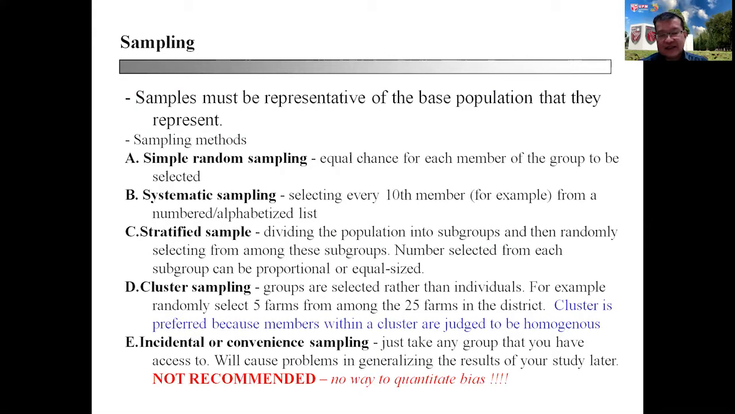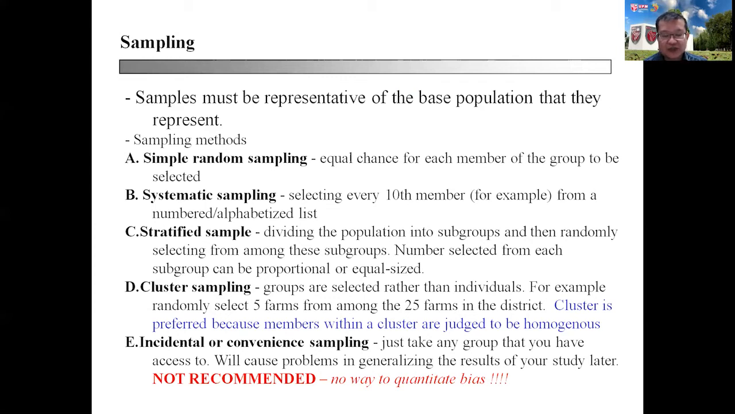In terms of sampling, samples, as I mentioned earlier, must be representative of the base population that they represent. The sampling methods that can be employed include simple random sampling, whereby each sample has an equal chance to be selected. Systematic sampling, whereby you'll be selecting sample members at fixed intervals. It could be intervals in terms of counts or intervals in terms of a distance. But be aware that when you have systematic sampling, you may introduce systematic errors.